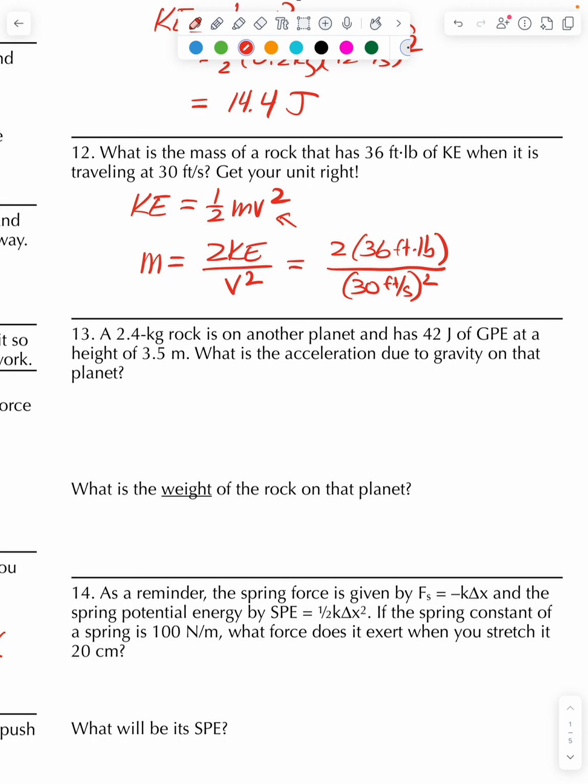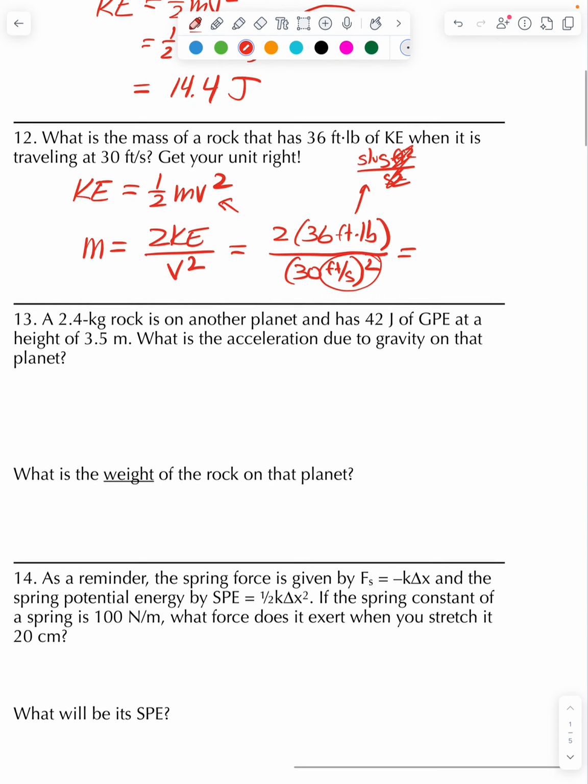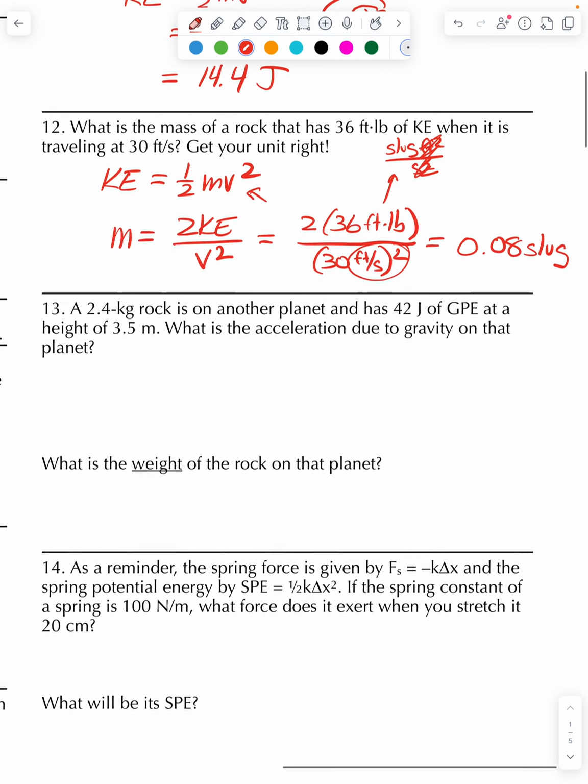Now, how do the units work out? It looks kind of weird how we're going to do that. But remember that a foot-pound is the same thing as a slug foot squared per second squared. So when I square the foot per second, I get foot squared per second squared, right? So that's actually going to cancel that. And what are we left with as our unit? A slug, which is what we want for the mass if we're using imperial units everywhere. So when you plug that in, you supposedly get, as long as I didn't make a mistake on my answer key, 0.08 slugs.